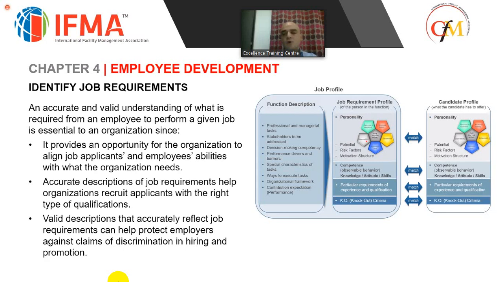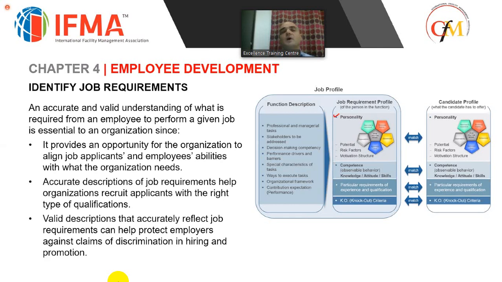So one of the tools to hire and have the people on board is to have a job profile. A job profile is an accurate and valid understanding of what's required from an employee to perform a given job. It's called the job profile or the job description. And usually it starts from the recruitment process. They tell you what we need in that functional description, the personality requirements. For example, when I'm looking for a sales guy, I'm looking for someone who's outgoing, who has good relationships, who knows how to handle people well.